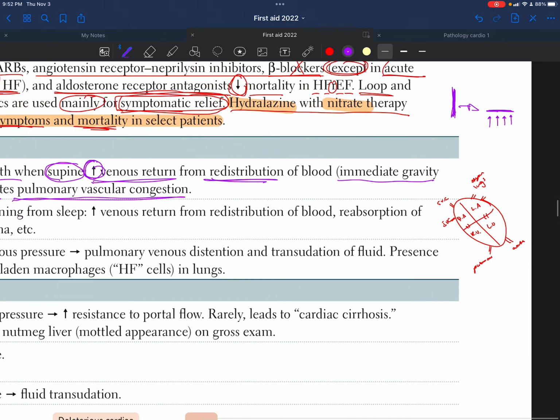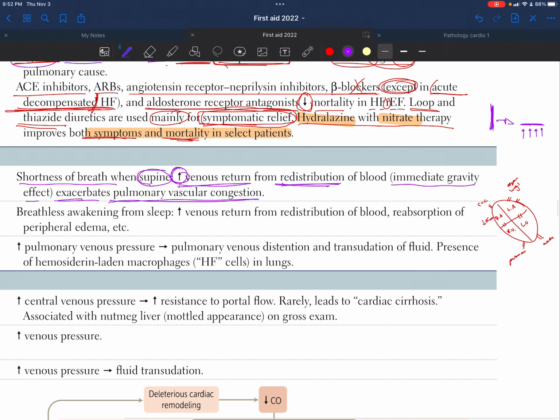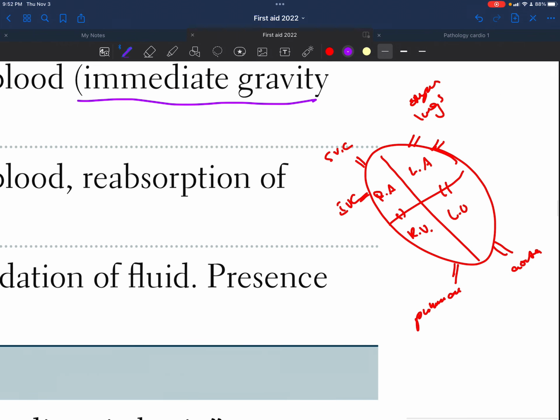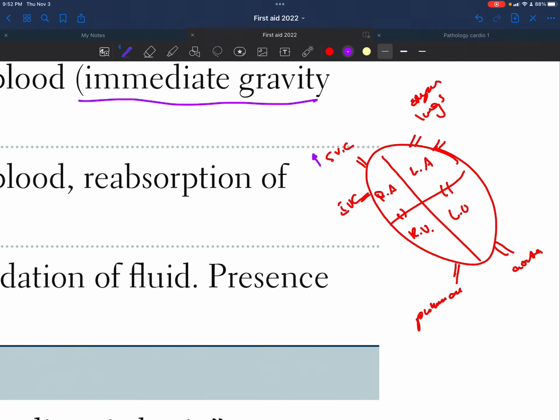Basically, due to this redistribution of blood, it ends up as increased venous return to the heart, and that will exacerbate the pulmonary vascular congestion. So the increase in superior vena cava and inferior vena cava blood flow into the right atrium over here is due to the immediate gravity effect. So there is more blood in the right atrium, which means more blood going into the right ventricle, and also more blood going into the pulmonary artery.